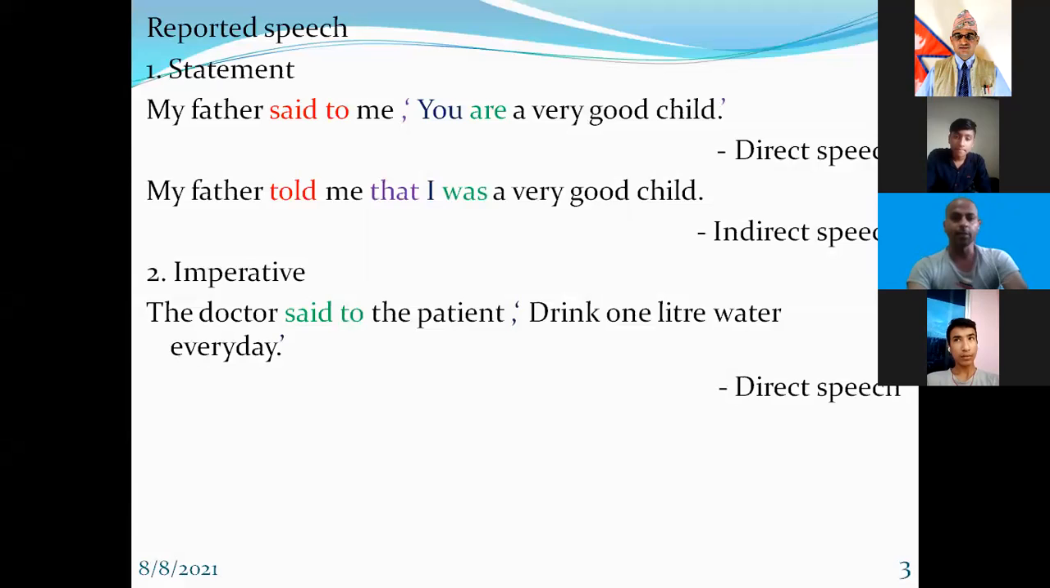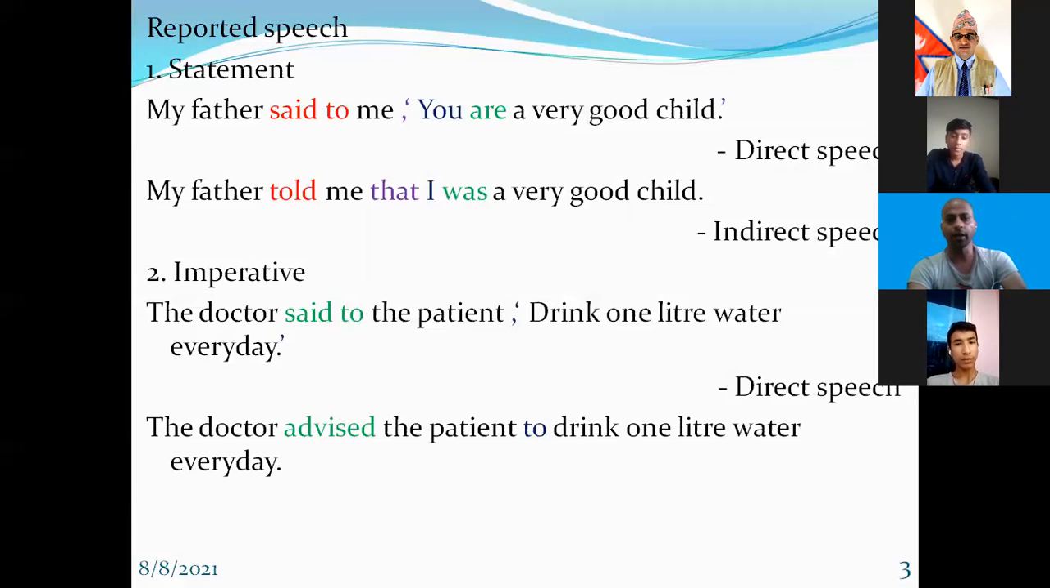So what is its reported speech? The doctor advises the patient to drink one liter of water every day. Advised person. Advise the patient to drink one liter of water every day. Now look at these two examples.